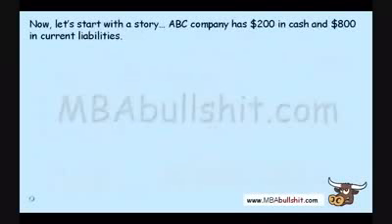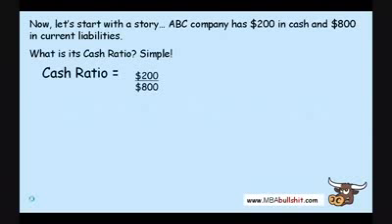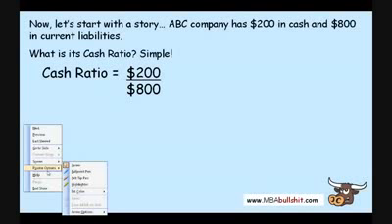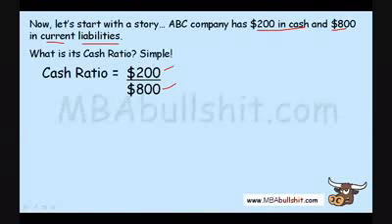So let's start with a story. Let's say that ABC Company has $200 in cash and $800 in current liabilities. What is its cash ratio? Very simple. It is simply 200 divided by 800. Where did we get the 200? It is the $200 in cash. 800 is the $800 in current liabilities, not all liabilities.